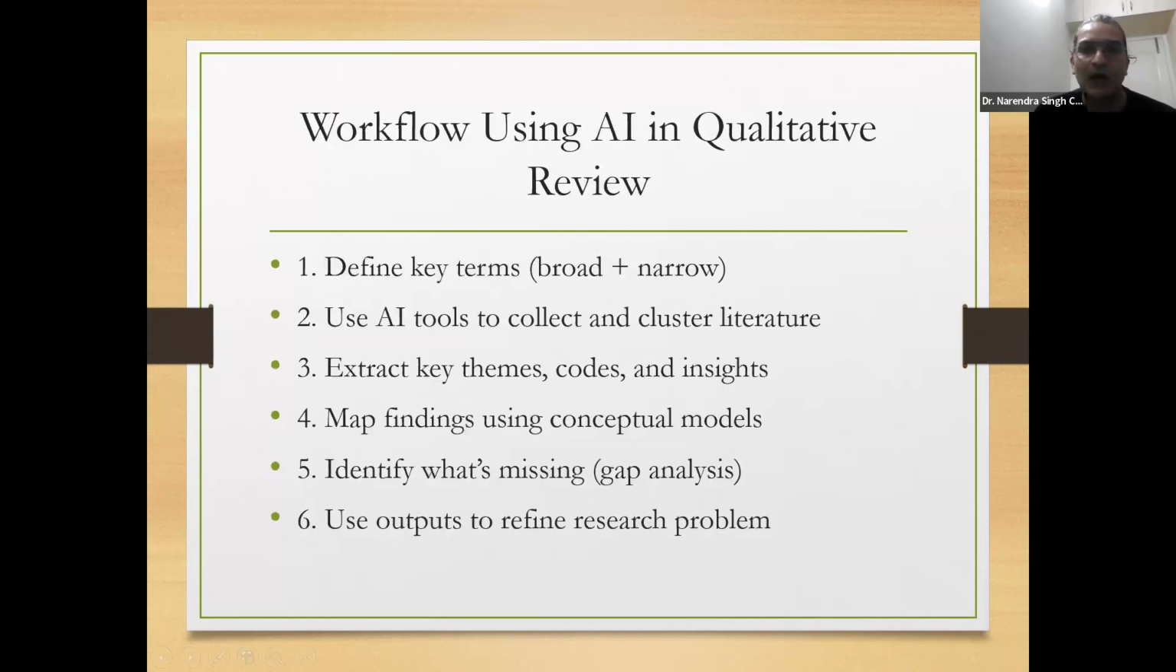All right. So how can I use it? A workflow using AI in a qualitative review. First, define the key terms. What are the broad terms and the narrow terms that you want to focus upon? Use AI tools to collect and cluster literature. And from there, you can extract the key themes, codes and insights.